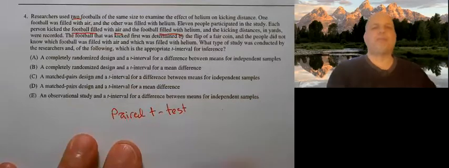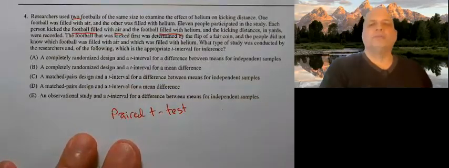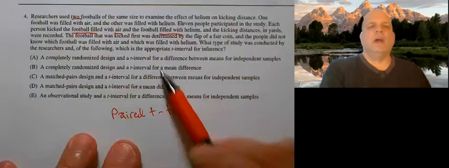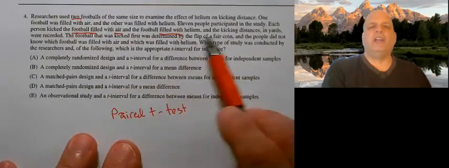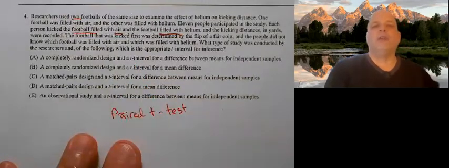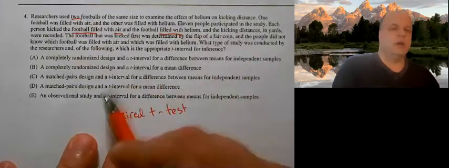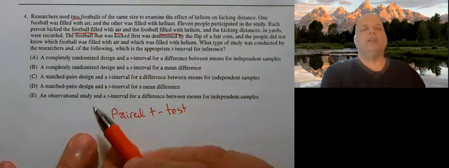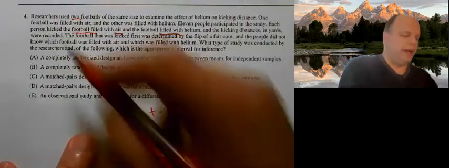All right. So the kicking distance in yards were recorded. The football that was kicked first was determined by a flip of a coin, and the people did not know which football was filled with air and which was filled with helium. What type of study was conducted by the researchers? And of the following, which is the appropriate t-interval for inference? So we just basically said that they were tested twice, so this is going to be a paired.